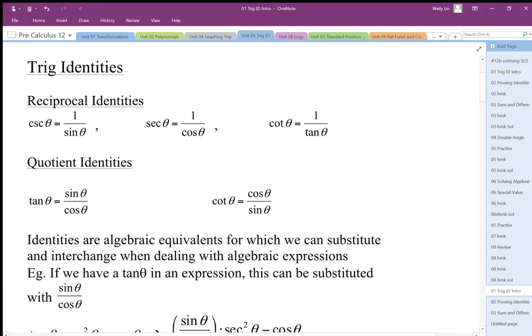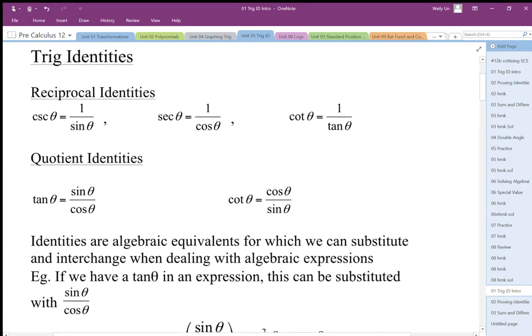We're looking at trig from, well, we have looked at trig from the circle perspective and the graphing perspective. Now we're going to look at it from the algebraic perspective, or equation perspective. These are trig identities. So we're going to start off with the basic identity. We have our reciprocal identities. These are our reciprocal trig ratios, and they're defined in this way.